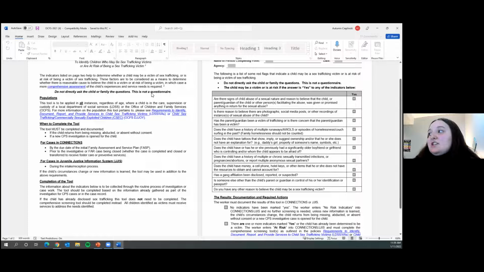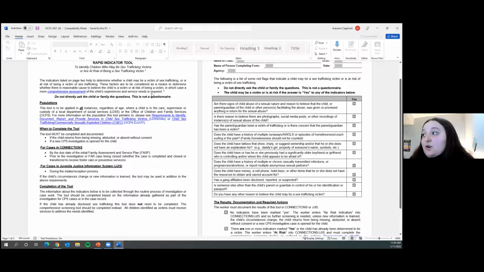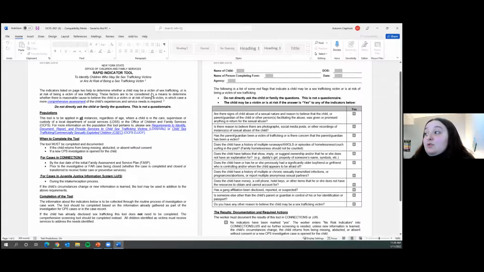So on the first page, it just kind of goes over the instructions and what to do. It tells you again, do not ask the child or family these questions. It's not a questionnaire. So the indicators listed on the rapid indicator tool help determine whether a child may be a victim of sex trafficking or is at risk of being a victim of sex trafficking, excuse me. So these factors are to be considered as a means to determine whether there is a reasonable cause to believe the child is a victim or at risk of being a victim, in which case a more comprehensive assessment of the child's experiences and service needs is required.